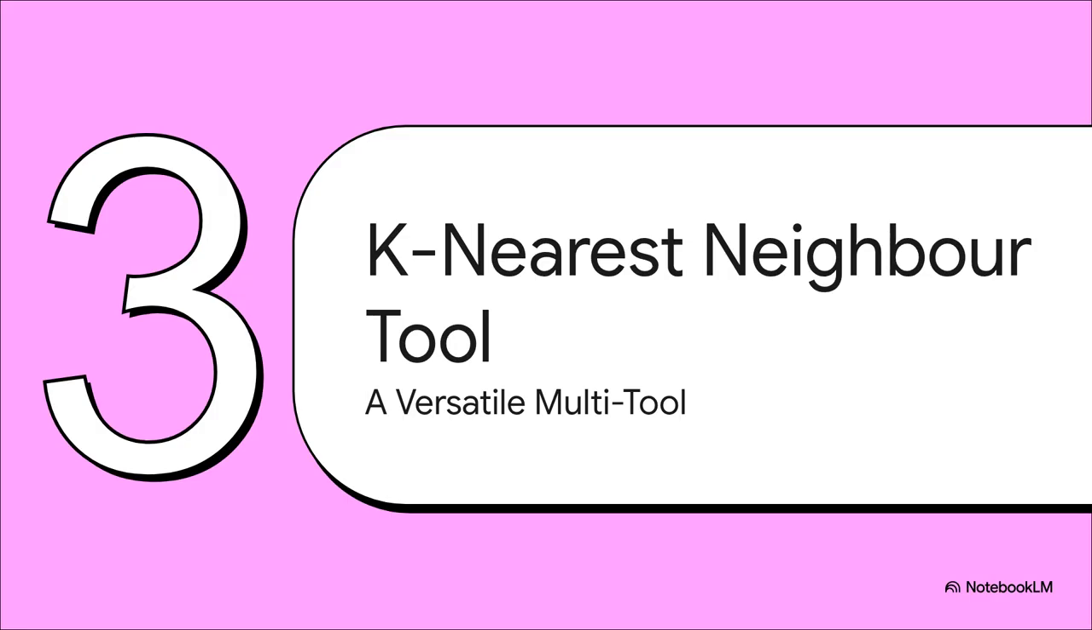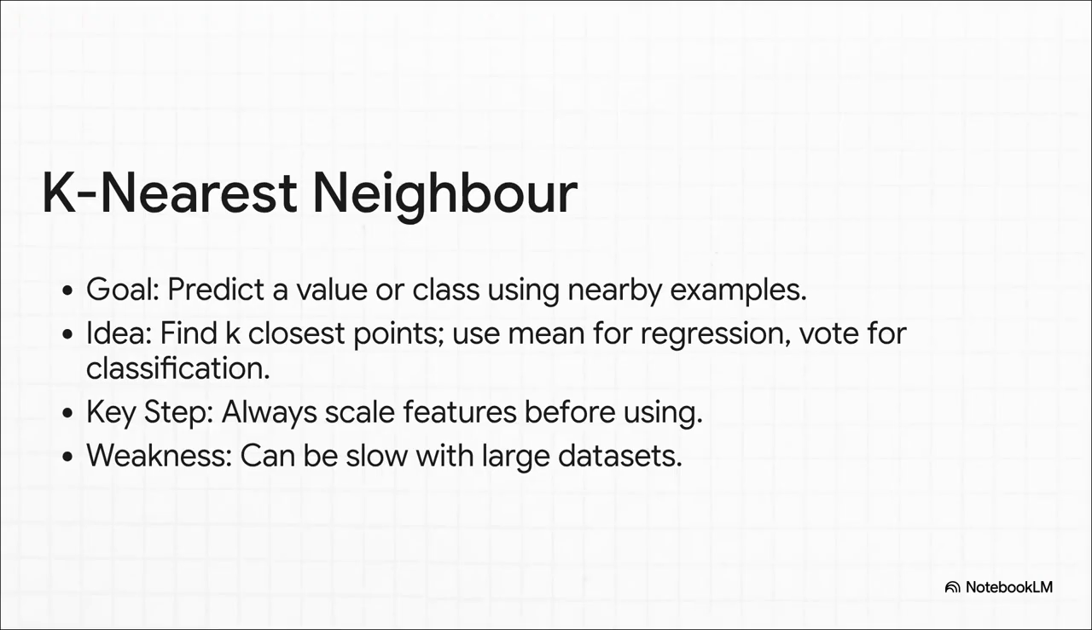Okay, so far our tools have been pretty specialized, but every good toolbox has a multi-tool, right? Something versatile that can do a couple of different jobs. Well, in our machine learning toolbox, that's the K-nearest neighbor algorithm. The idea behind KNN is so simple, it's almost dutiful. To make a prediction for some new thing, it literally just looks at its closest neighbors in the data you already have. The K just stands for how many neighbors it looks at.